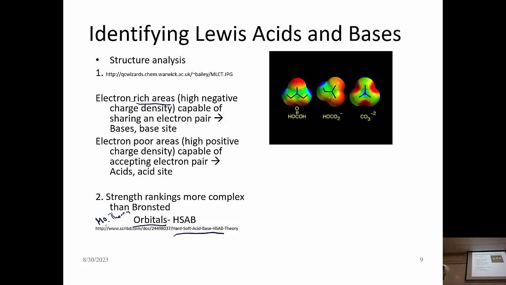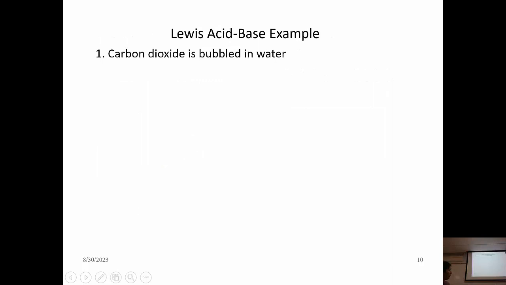And so electron rich regions are base if they need an electron pair. Electron poor regions are acid, but they have to be able to accept an electron pair. There's got to be room. BF3 had no problem accepting because there was an empty p orbital. Other atoms might have a little bit more difficulty accepting because they're already full. They already have an octet. But it can still happen. So let's take a look at an example here, carbon dioxide and water.